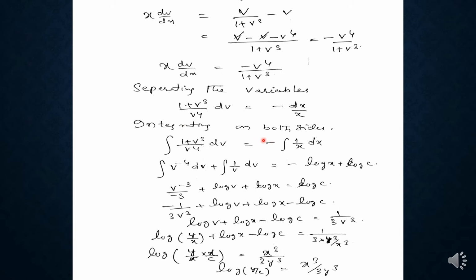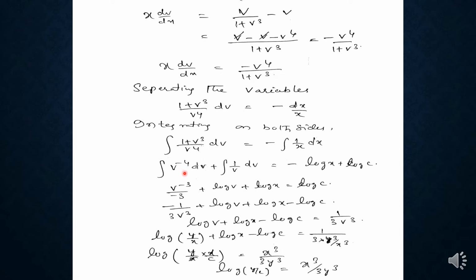Integrating on both sides, integral 1 plus v cube by v to the power of 4 dv is equal to minus integral 1 by x dx. So by separating, integral 1 by v to the power of 4 plus v cube by v to the power of 4 dv is equal to minus integral 1 by x dx.